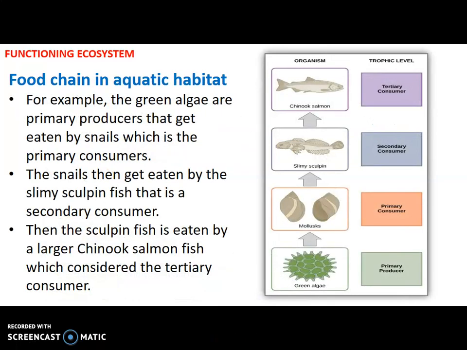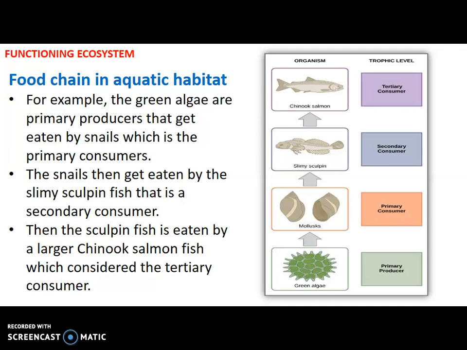Now, food chain in an aquatic habitat. In an aquatic habitat, we have a food chain. The producer that we can see there is an algae, a green algae that we call phytoplanktons. This algae that lives at the depth of the sea, they are the ones that we call the producers here.